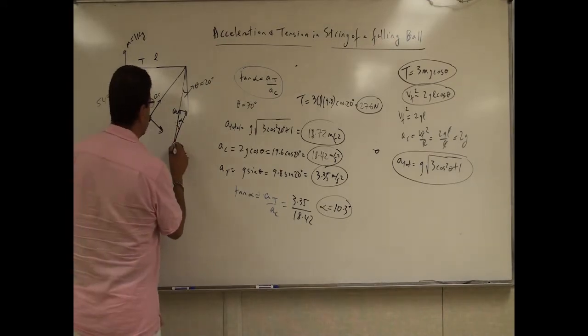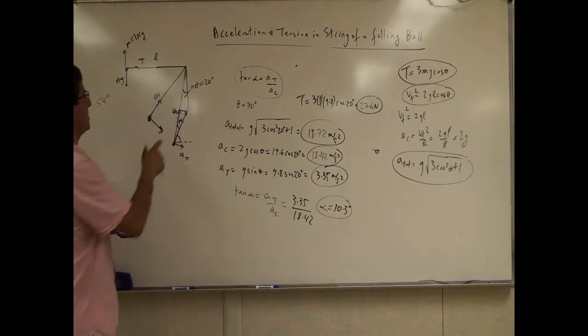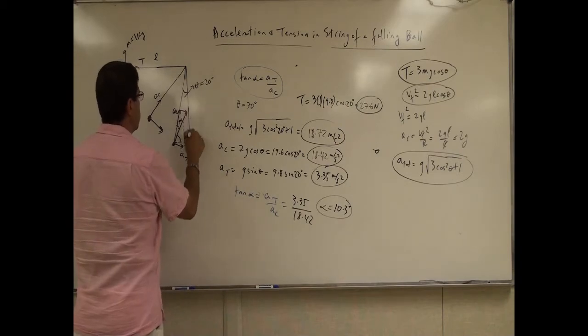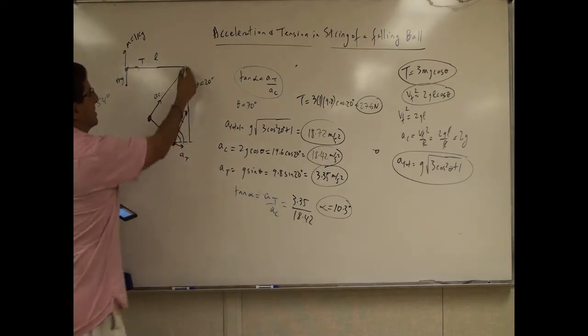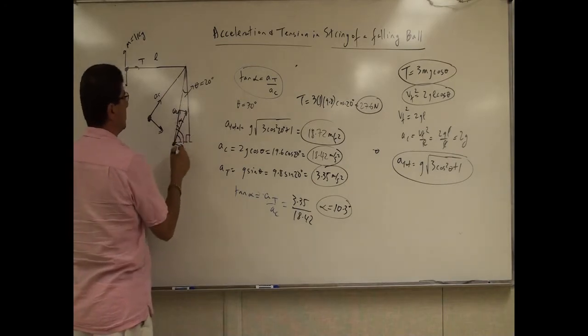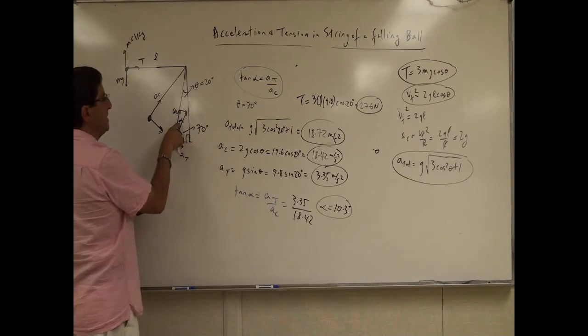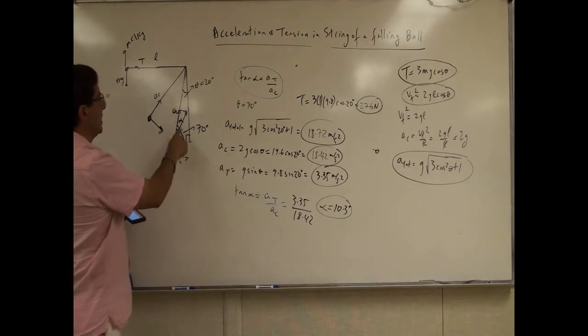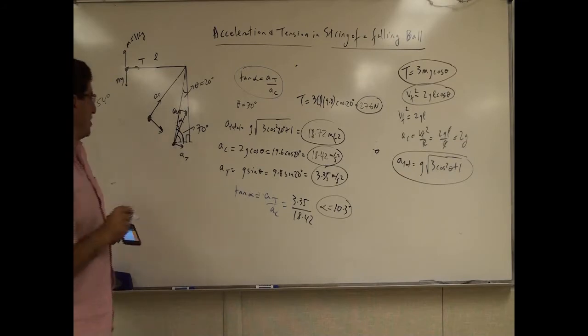So then how many degrees is this above the horizontal? What's this angle? If this is 20 degrees, how many degrees is this whole thing? This makes a triangle, right? This is 90 degrees, so this whole thing is going to be 70. If this little piece is 10.3, how many degrees above the horizontal is the total acceleration?